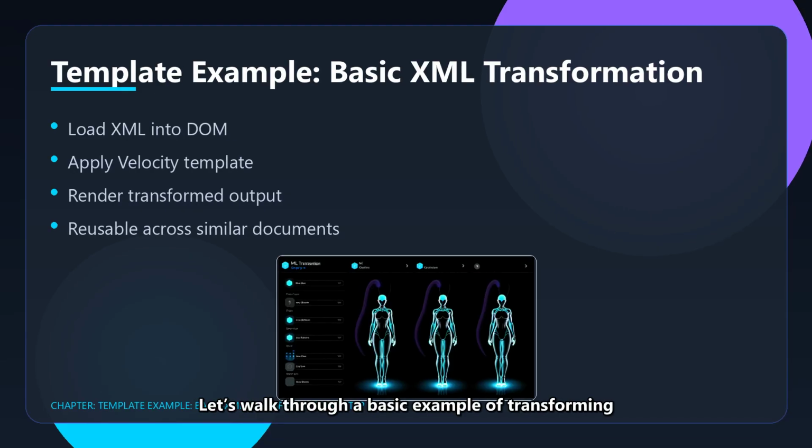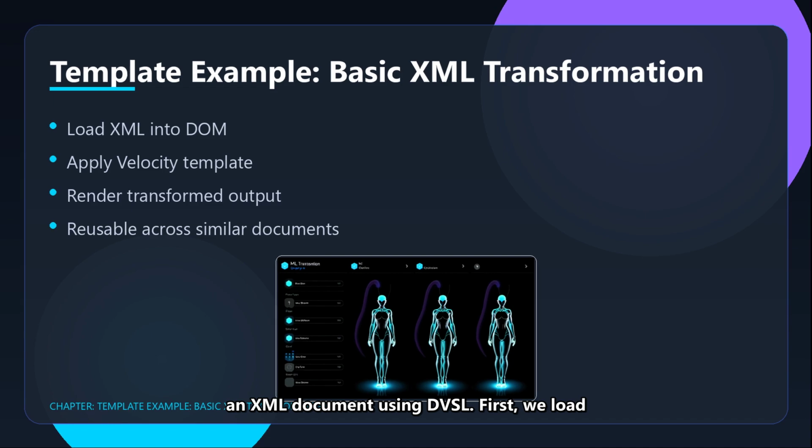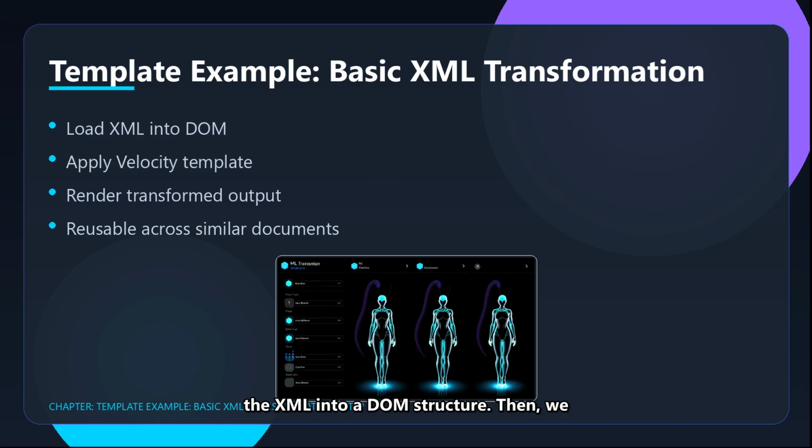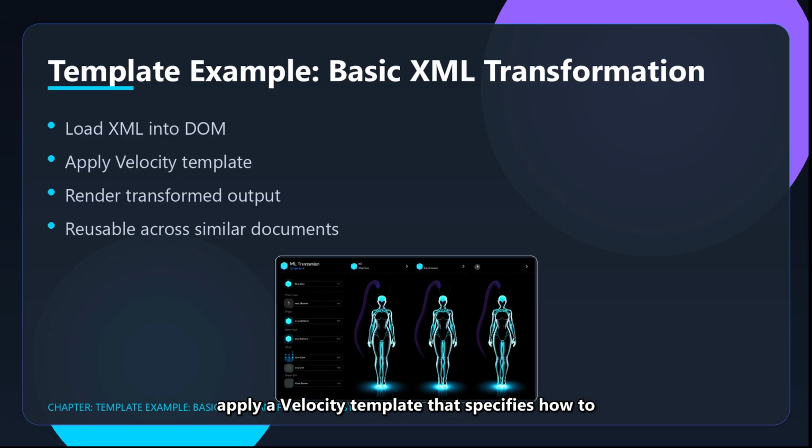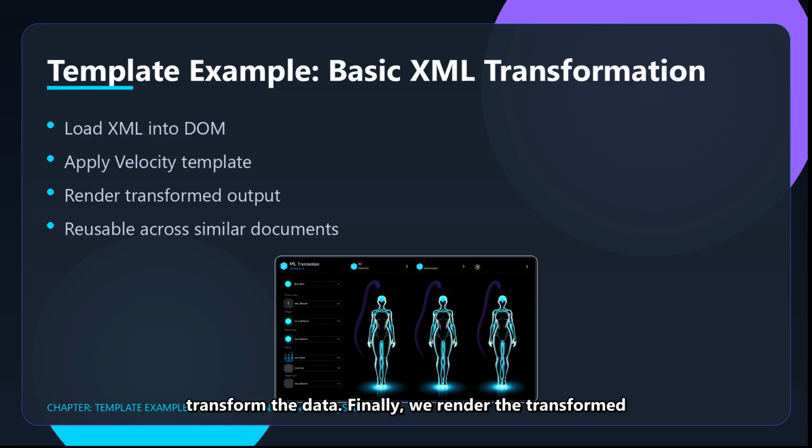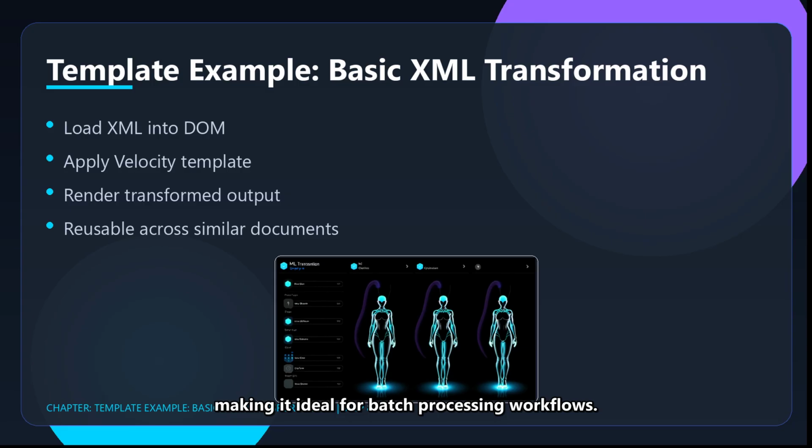Let's walk through a basic example of transforming an XML document using DVSL. First, we load the XML into a DOM structure. Then, we apply a Velocity template that specifies how to transform the data. Finally, we render the transformed output. This approach is reusable across similar documents, making it ideal for batch processing workflows.